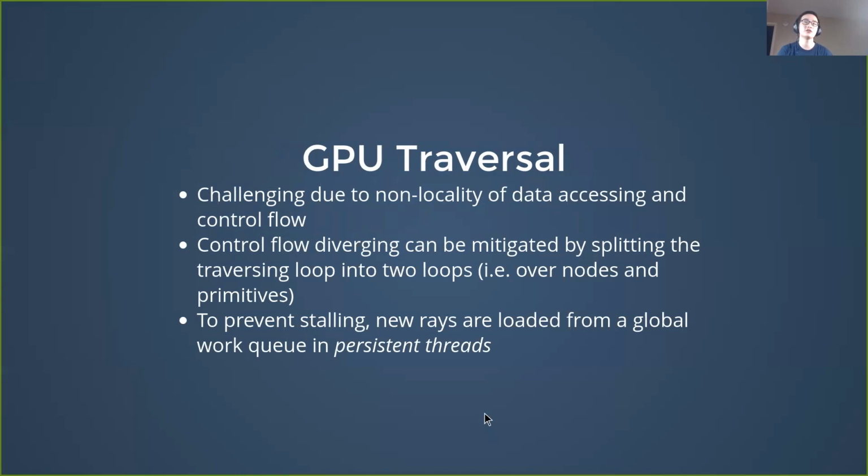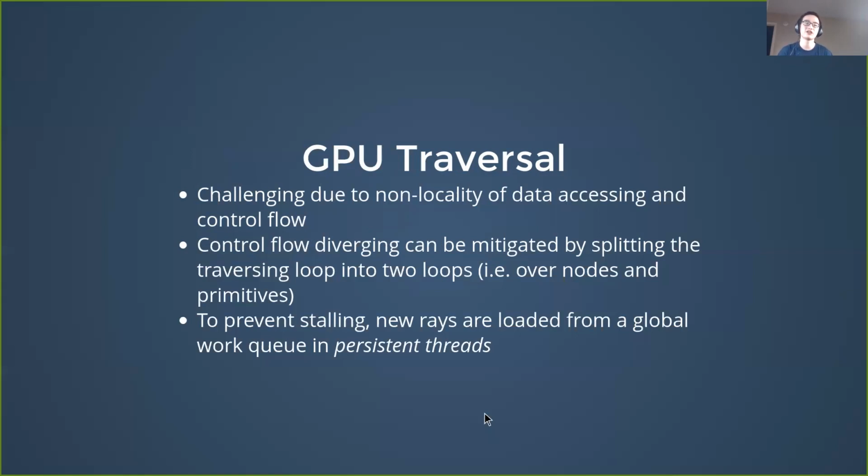For the GPU traversal, the challenge is due to non-locality of data accessing and control flow, as we said before, for the divergent rays. And the control flow divergence can be mitigated by splitting the traversing loop into two separate loops, one over nodes and another over primitives.